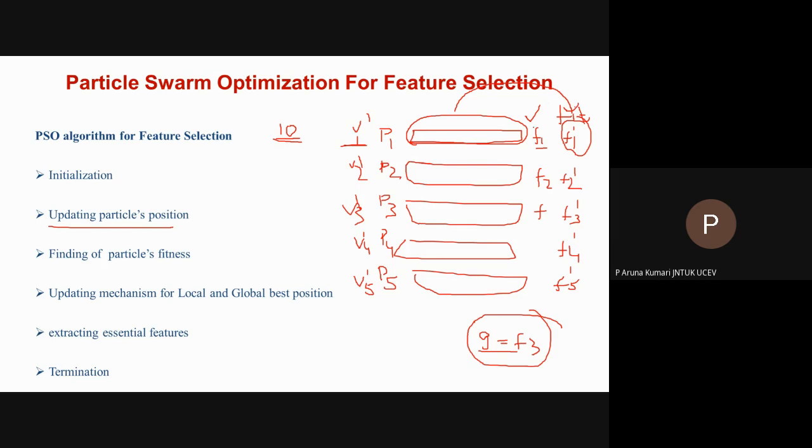And if it is the best one, we will update. If it is not the best one, we will keep the previous position only. Like that, each and every particle will update its local position. By that, we will update the global position in that iteration. In each and every iteration we will do this.